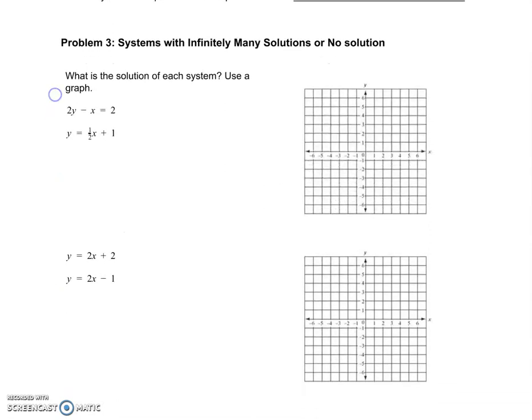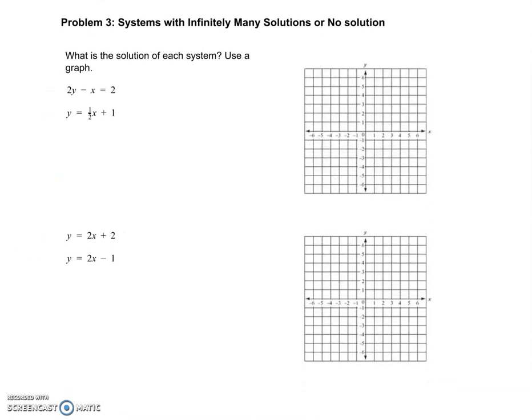Go ahead and turn your paper over to the back. Problem 3. So systems with infinitely many solutions or no solution. So the first one says, what is the solution of each system? Use a graph. So if you look at that first, that's not in slope-intercept form. Remember, that's in standard form. And we can graph in standard form by finding our intercepts.